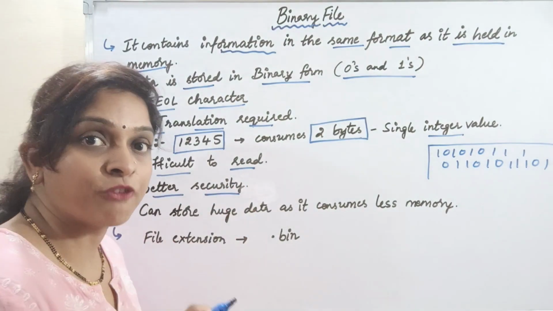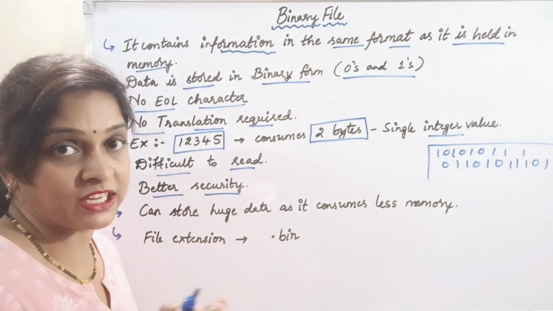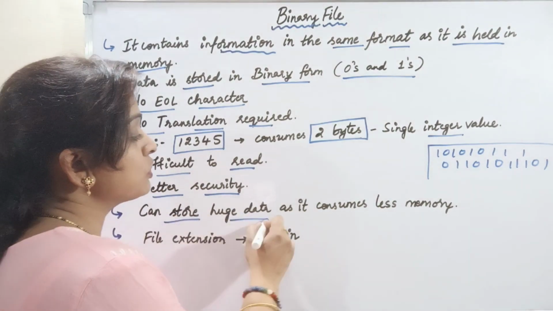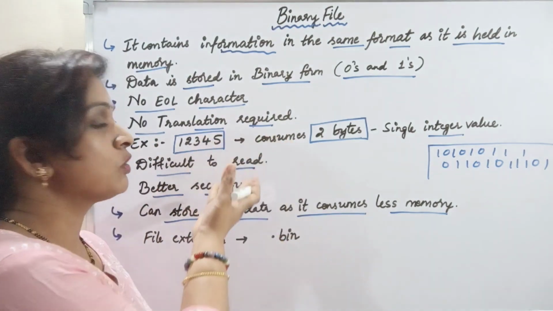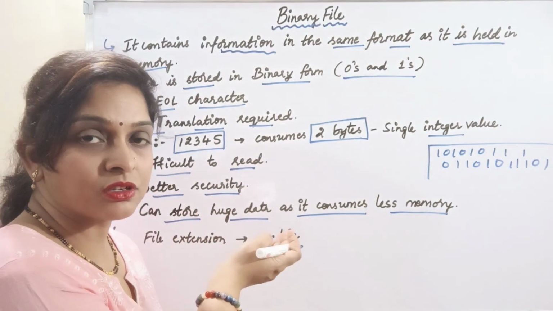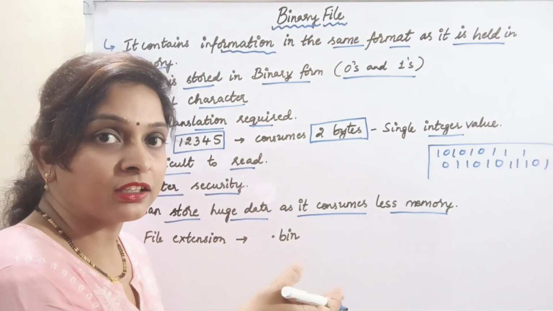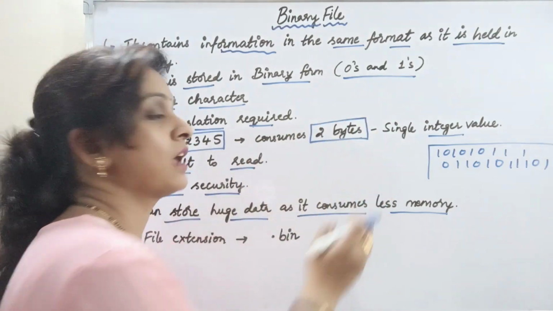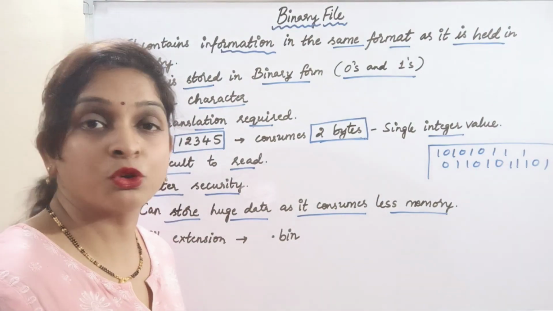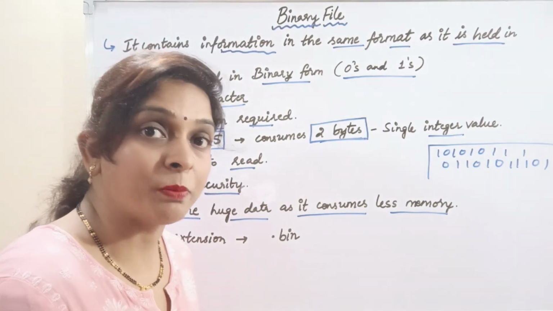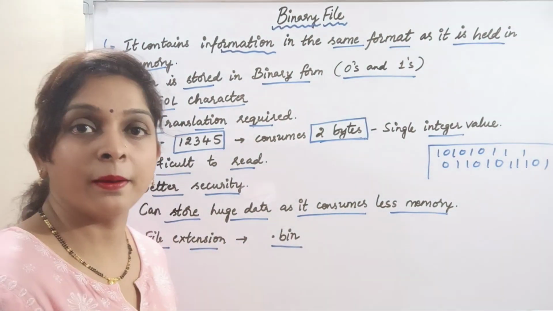And as it is in the form of zeros and ones, I can have better security for binary files. I can store huge data as it is going to consume less memory. Look here. It is not going to consider a single character, and it is not going to consume 1 byte for every character. Rather, it is going to consider that as one single integer value. So obviously it is going to consume less memory. So I can store a huge amount of data with respect to a binary file. What is the file extension? It is .bin.